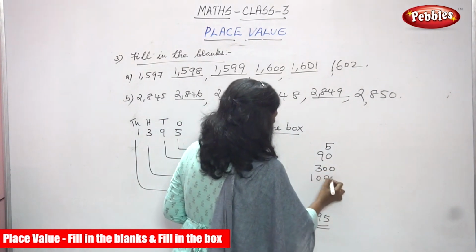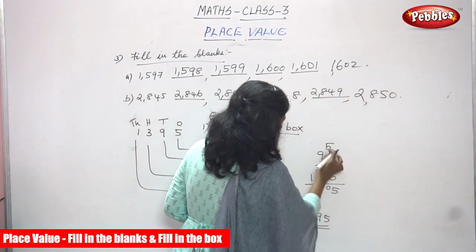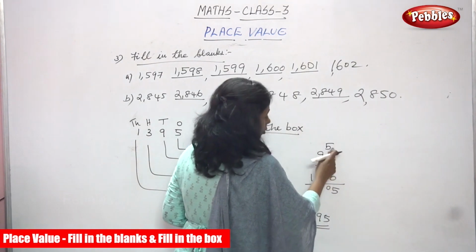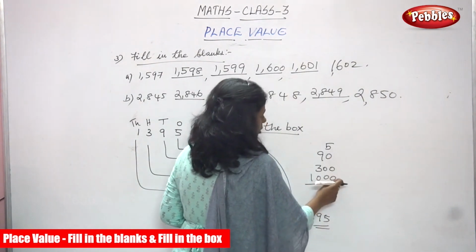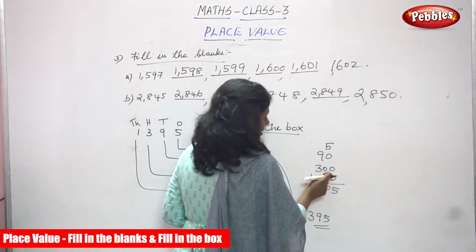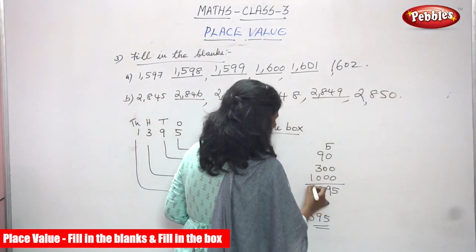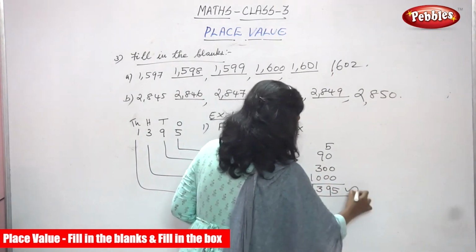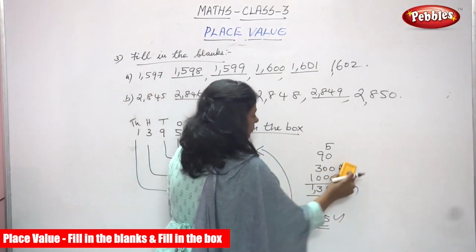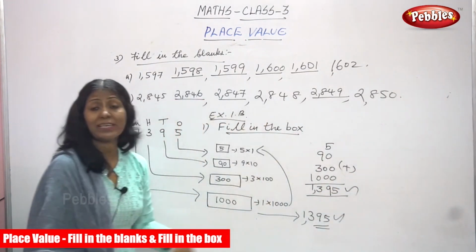So in total, 5 plus 0 plus 0 plus 0 is 5. Keep 5, all the zeros. 0 plus 0 is 0, 0 plus 5 is 5. Now 0 plus 9, you get 9. 3 plus 0, you get 3, and 1. So the answer is the same. I just wanted to do the addition. These are all extras. It is not in the book, but for your verification only I taught you.